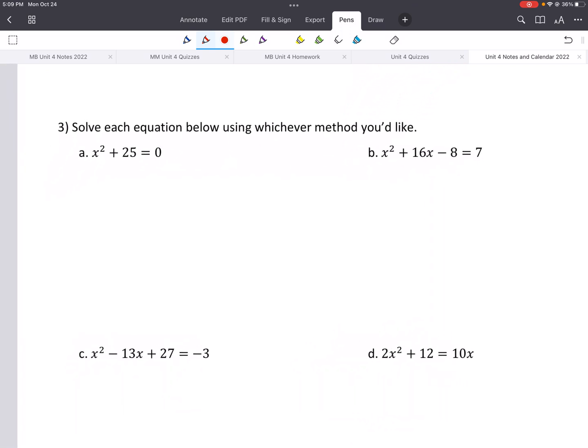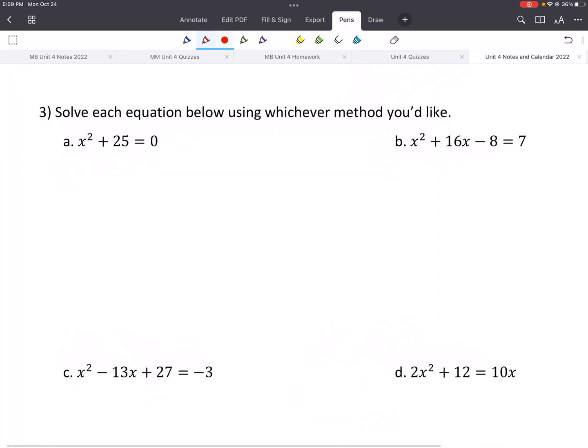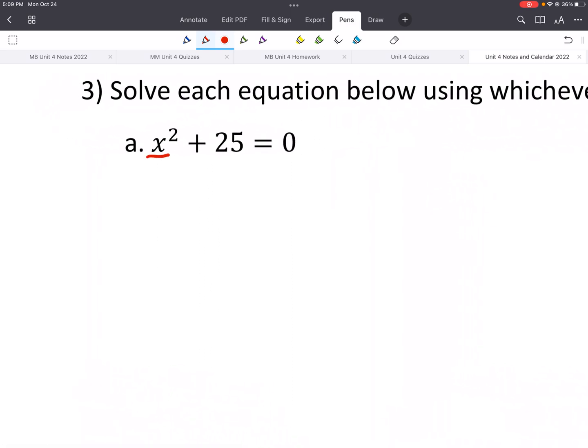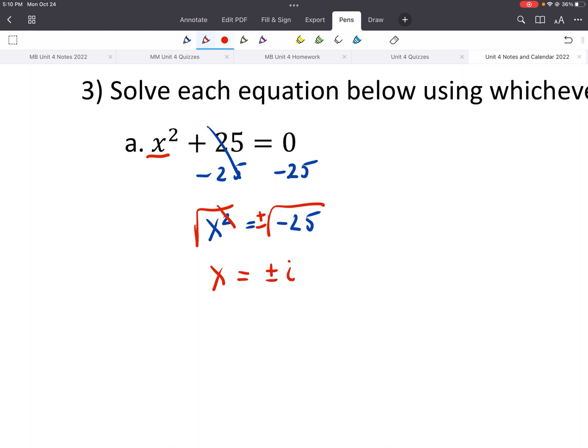So we're going to do these 4 together. You're welcome to pause and give them a try first if you'd like. So here we have 1x that's being squared, so we'll just use square roots to solve. So we would subtract 25. So x squared equals -25, and we'd square root. Super easy. Just realize that we have a negative inside of our root, so we'd get plus or minus 5i. Okay, so the square root of 25 is 5, and the negative inside gives us an i.